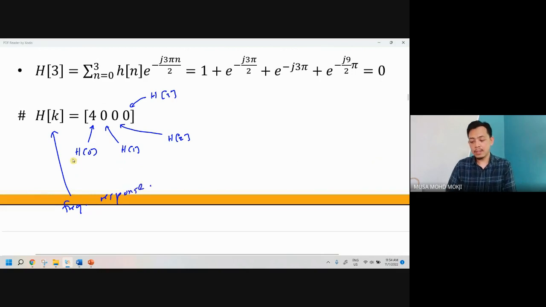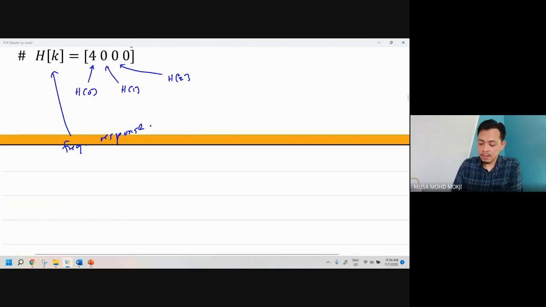And it happens that our frequency response doesn't have any imaginary value. So all this frequency response is just real values, because this is 4, 0, 0, and 0. So the magnitude becomes the same as Hk, because everything is just real.